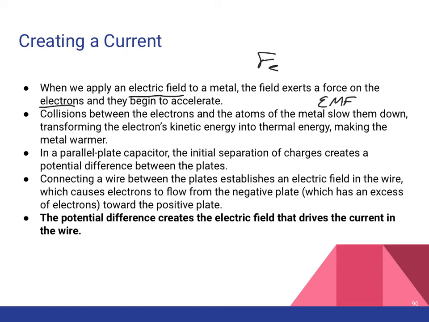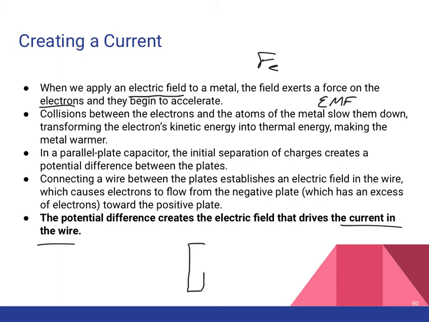So if I connect a wire between two terminals of a battery or between two charged plates that have an electric field, the electrons will flow. So the potential difference creates the electric field that drives the current. That potential difference, we see it actually all the time.